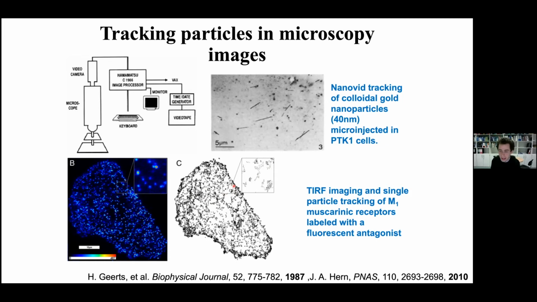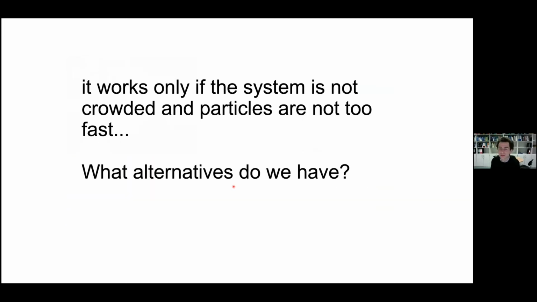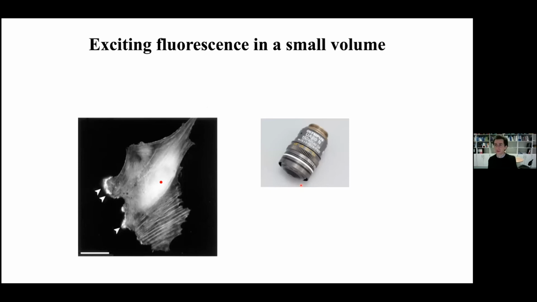However, this approach becomes unfeasible in 2 conditions. If the particles become too crowded, and in cells things can be very, very crowded, or if particles are fast, because then to acquire these movies you don't have enough resolution. You need some exposure time to actually see molecules precisely. But if during this exposure time your molecules move too fast, then you don't resolve anything anymore. And so what alternatives do we have? This is the concept I wanted to now discuss with you.